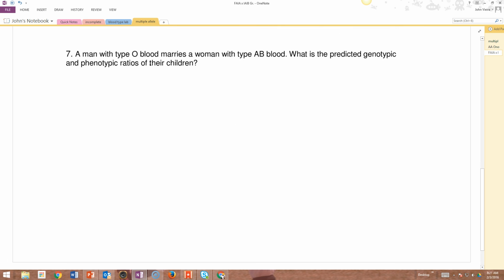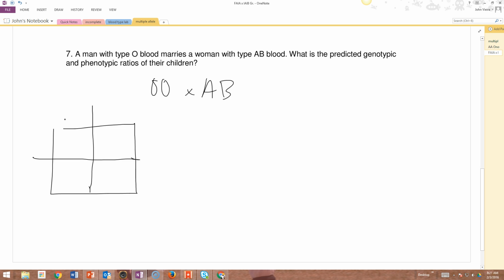Last question. A man with type O marries a woman with type AB. What are the predicted genotypic and phenotypic ratios of the babies? Genotype, phenotype, genotype, phenotype, genotype, phenotype. It just so happens in this case that all the genotypic and phenotypic ratios are the same.